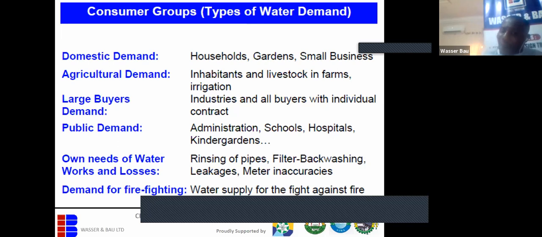Then you have public demand. Public demands are those demands for administrative buildings, for schools, for hospitals, for gardens. Then you have your own needs of water. Then finally, you have firefighting demand.